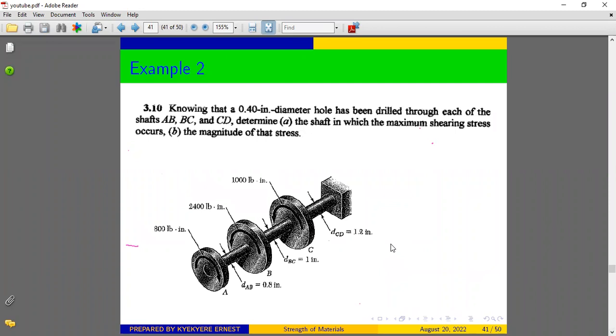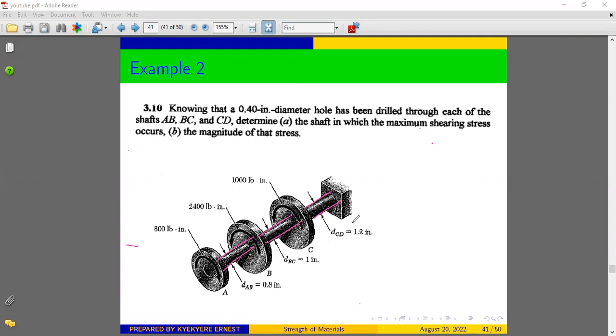Good. So we are told that a 0.40 inch diameter hole has been drilled through each of the shafts AB, BC, and CD, determining the shaft in which the maximum shearing stress occurs and the magnitude of that shearing stress. So with this question, we have three different shafts. The shaft from A to B, the shaft from B to C. We are talking about these ones. These ones are the shafts. And we have the one from this point to that point, which is BC. And each of them have different diameters.